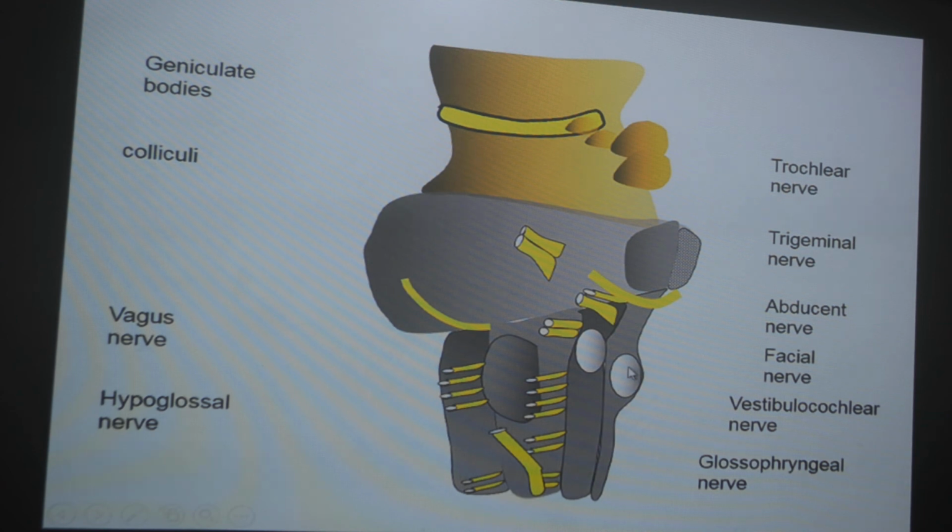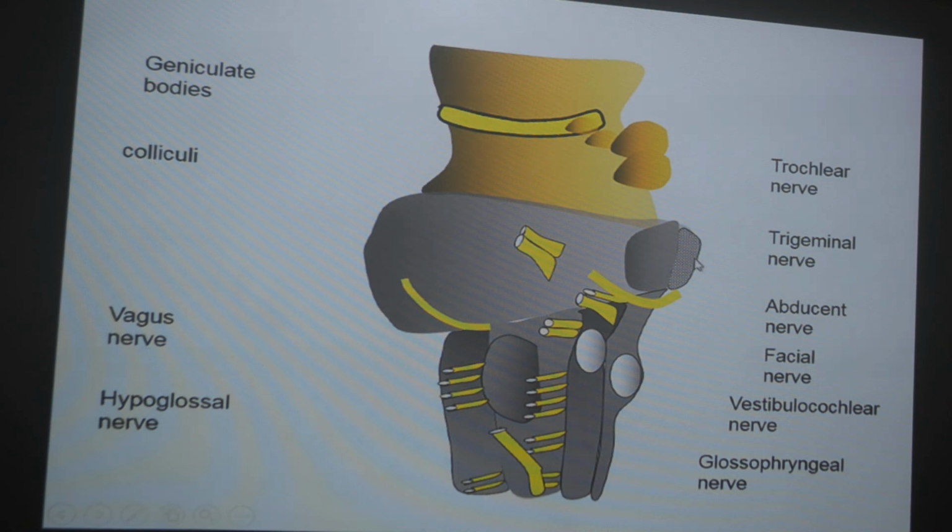Posteriorly you can see these tubercles. Can you make them out? One is called the cuneate tubercle, the other the gracile tubercle, formed by the nucleus cuneatus and nucleus gracilis. At the junction of pons and medulla, you have the 6th, 7th, and 8th cranial nerves. And this is the trigeminal nerve which is coming out.